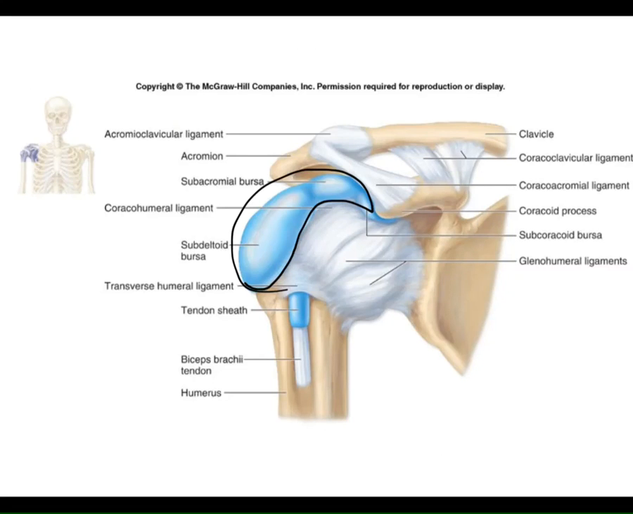We can see the clavicle. And as far as the scapula goes, this is the coracoid process, and this would be the acromion process, the true tip of your shoulder.